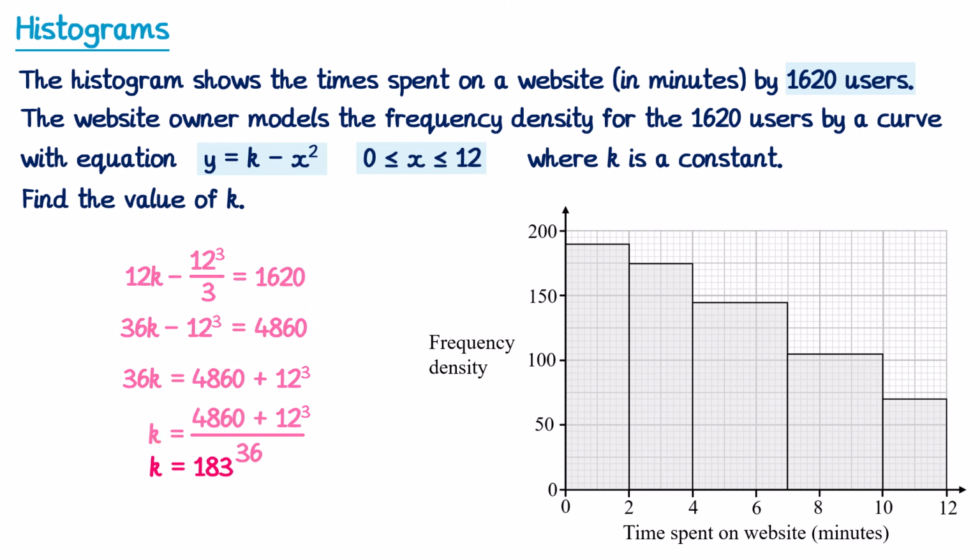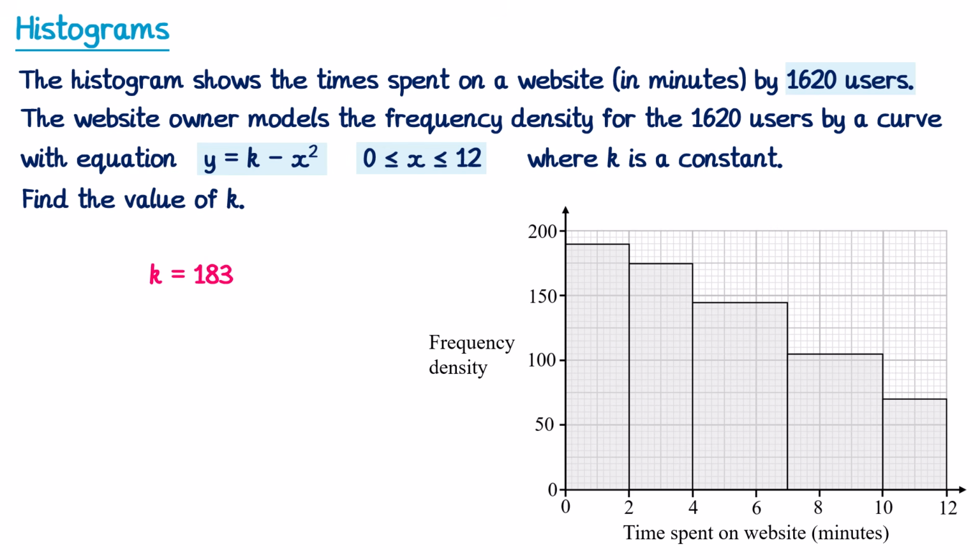What this means is if we substituted k equals 183 into this equation, the curve's equation was 183 subtract x squared. If we draw the graph of y equals 183 subtract x squared onto the histogram, it will look something like this. That means the area underneath this curve here is also 1620. And you can see this is actually quite close to where the bars are on the histogram, so this does make a lot of sense.